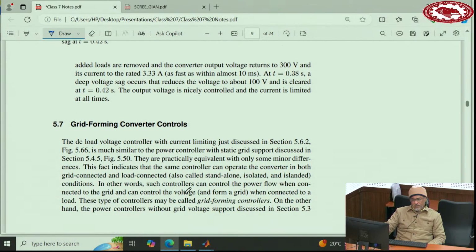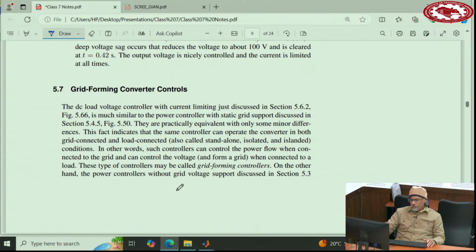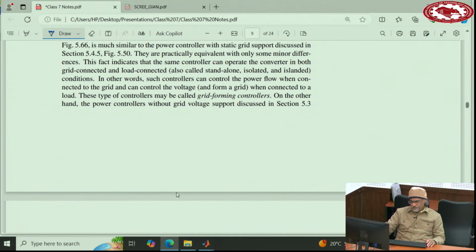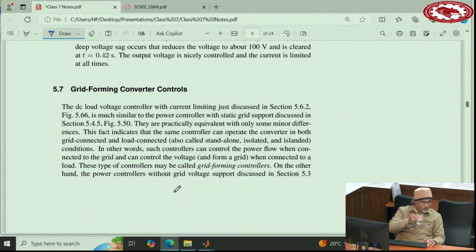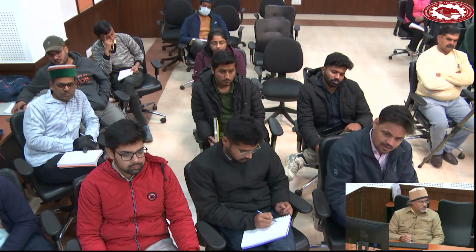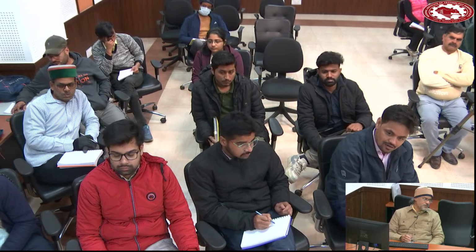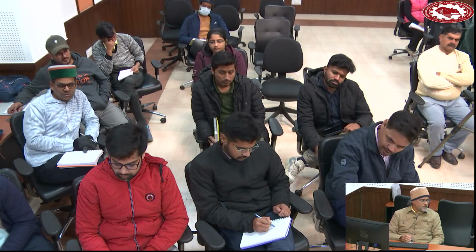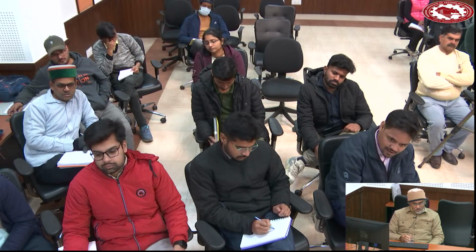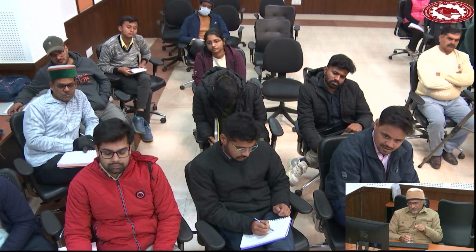All right, so now we are almost ready to go into grid forming converter controls. Yes. Yeah, you can stay there, no problem. You can put an integrator. Yes. Right, right. Yes, I think I will talk more about that as we go on a little bit.